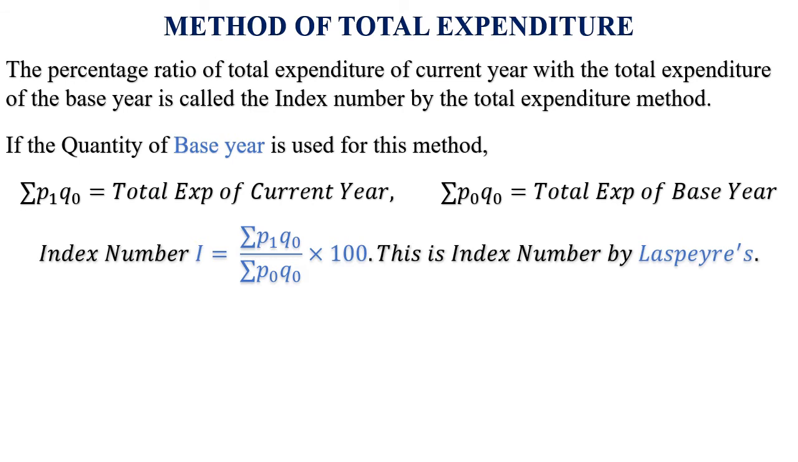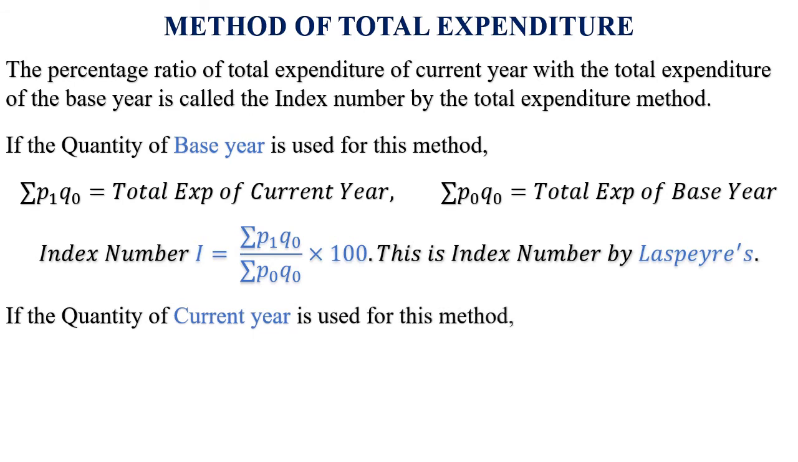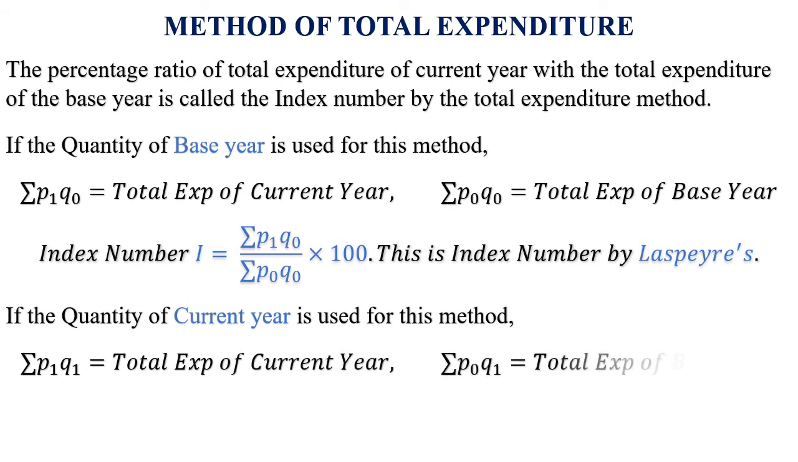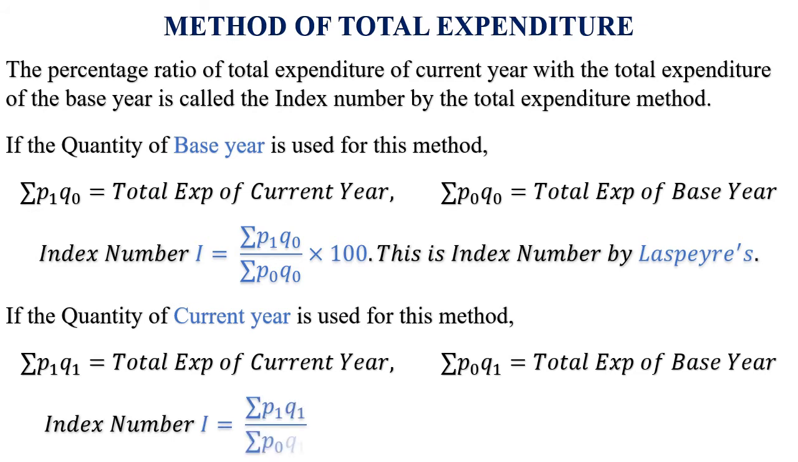We will give the title as cost of living index number by total expenditure method. But if we are using the base year quantity, the formula will be Laspeyres'. Similarly, if we are using the quantity of current year, I think you can guess it correctly. We are going to use P1Q1, that is the total expenditure of current year, and P0Q1, that is the total expenditure of base year. We have used the current year quantity, that is Q1. So index number will be naturally summation P1Q1 upon summation P0Q1 into 100.